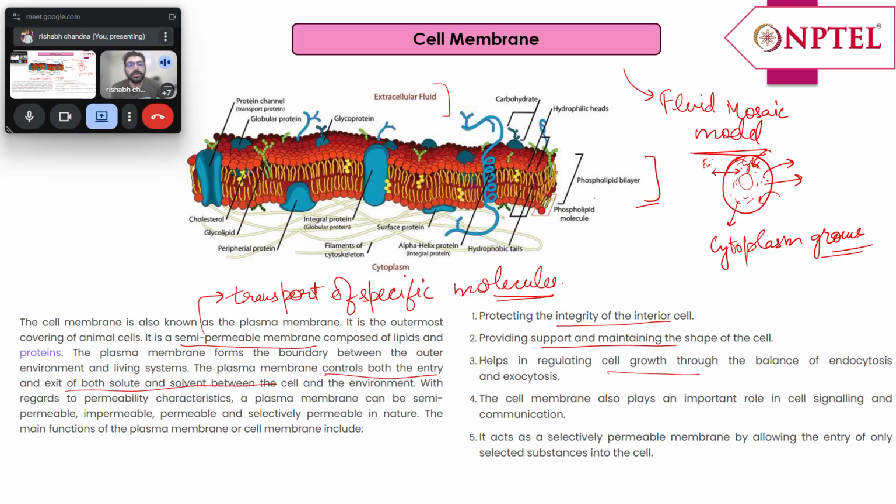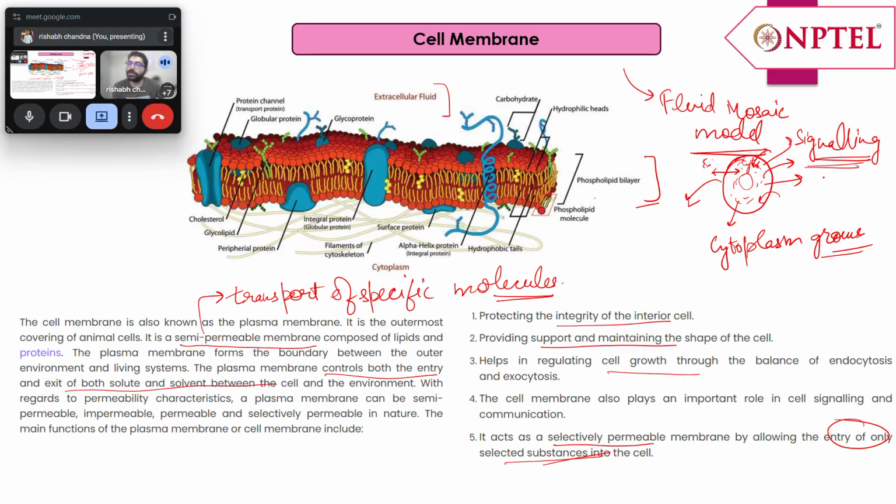Then it also helps in signaling, that is, cell-cell communication. If anything is disturbing the environment inside the cell, it will send a signal so that the surrounding cells can help this cell overcome the stress. The last point is that it is selectively permeable, so it allows only the entry of specific substances into the cell. One major thing regarding signaling, I am giving an example of apoptosis.